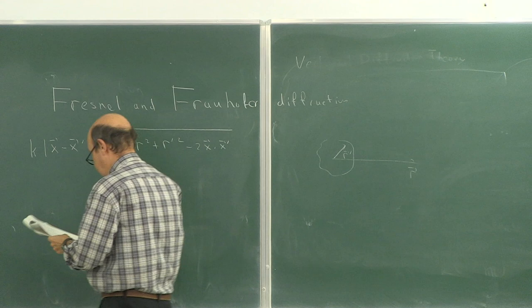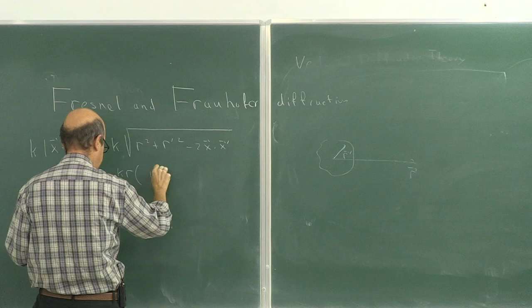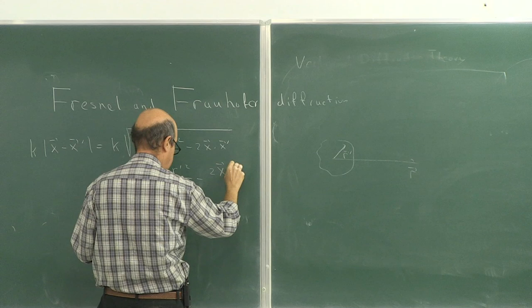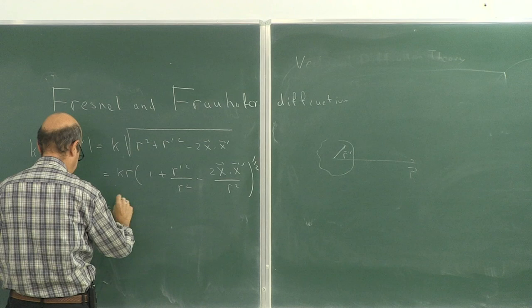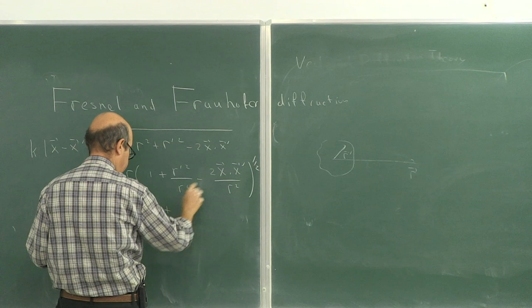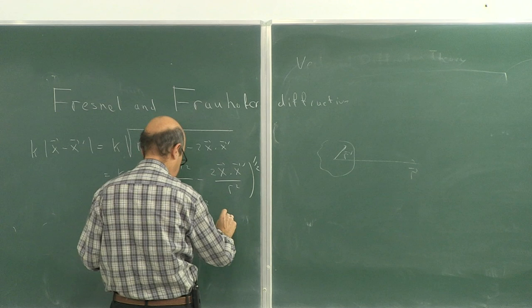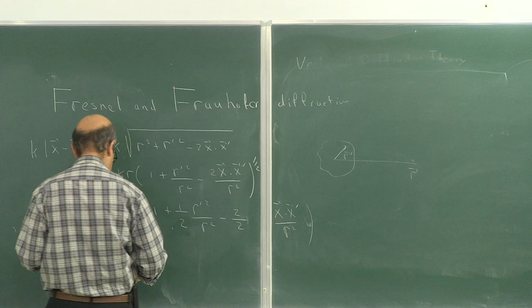You can write this in the following form: take the r outside the square root, that will be 1 plus r prime squared over r squared minus 2 x dot x prime over r squared, to the power 1/2, and then do the binomial expansion. You will get kr times 1 from the exponent, plus 1/2 r prime squared over r squared, minus 2 over 2 x dot x prime over r squared. If you insert these things, you will obtain kr.